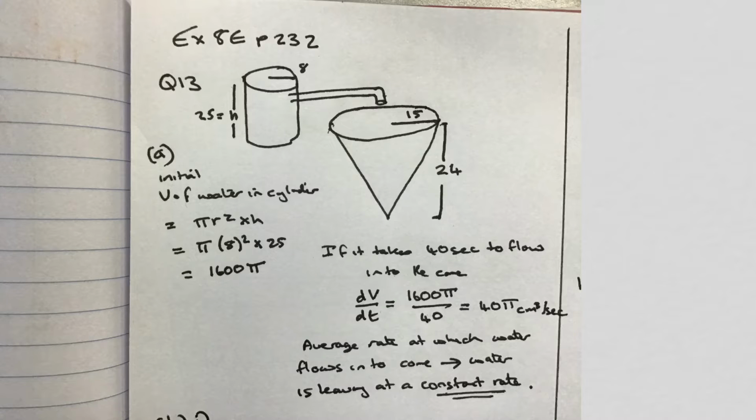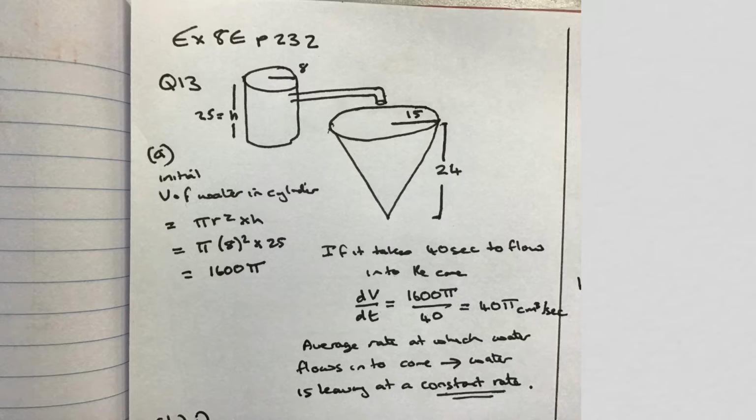Okay, here's question 13. It is a tough question, but definitely doable. You've got a cylinder that is emptying into a cone. So I've drawn my cylinder with its measurements, I've drawn the cone with the measurements, and all the water from the cylinder is going into the cone. So we can work out the volume of the water of the cylinder to start off with.